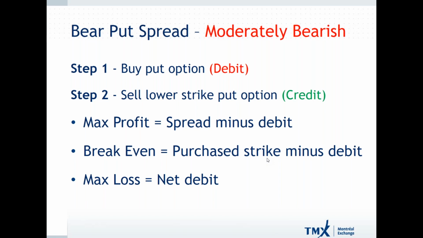So remember, the maximum profit is calculated by taking the spread differential between the two strike prices and subtracting the debit. Our break-even point is the purchase strike price minus the debit, and our max loss is the net debit. So we've got a limited risk exposure here, a lower break-even point, and a lower cost basis to participate in a stock that we think is going to drop in value. Okay.